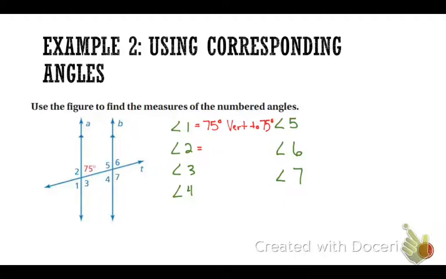Matthew? Okay, so what would the measure be? 105. Very good, 105 because it's adjacent to 1. That's exactly what I put. All right, so we recognize it shares the same side and the same vertex, and so they're adjacent supplementary.